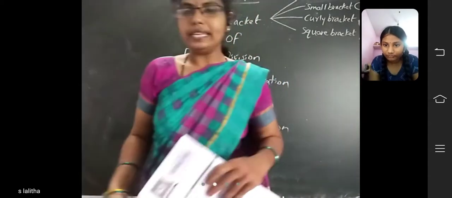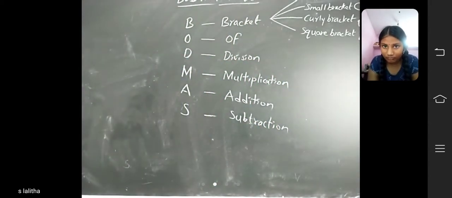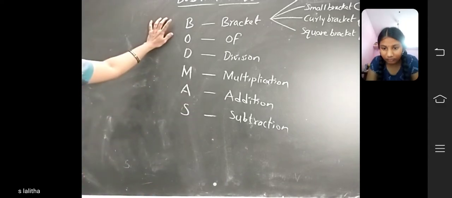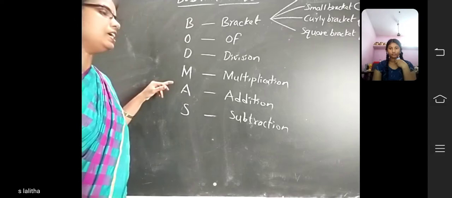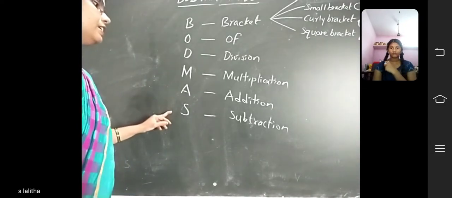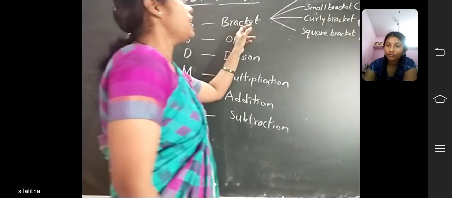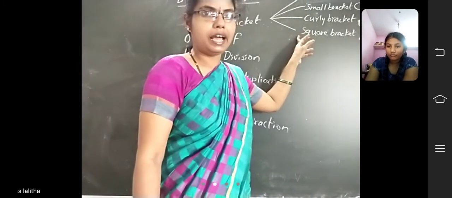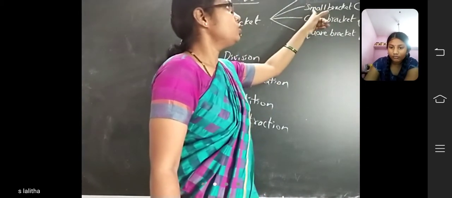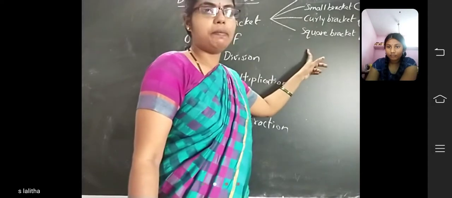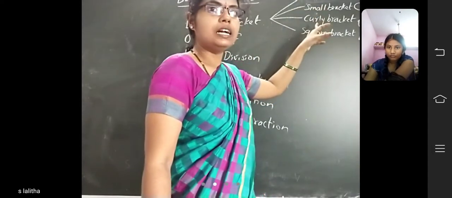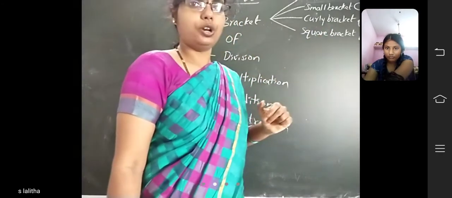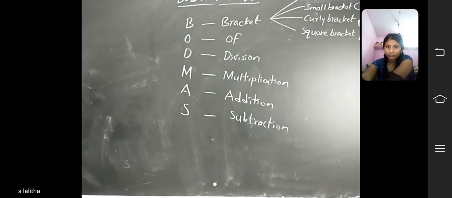Now we are going to the examples. Did you understand this BODMAS rule? B means bracket, O means of, D means division, M means multiplication, A means addition, S means subtraction. In the brackets we have four types of brackets: vinculum, small bracket, curly bracket, square bracket. First you should remove the vinculum, next small bracket, next curly bracket, next square bracket. You should do the simplification.